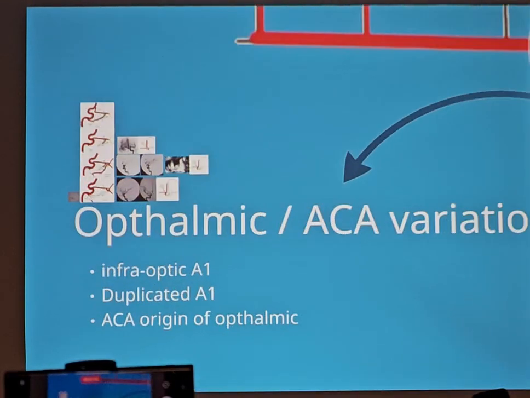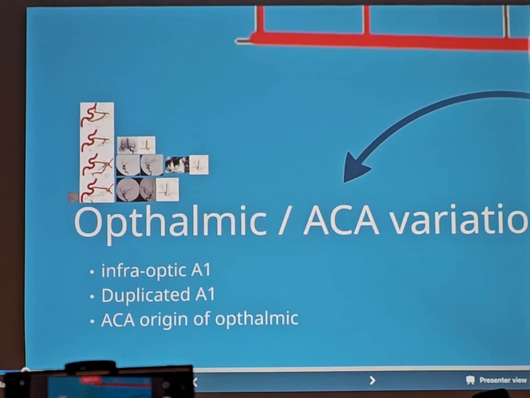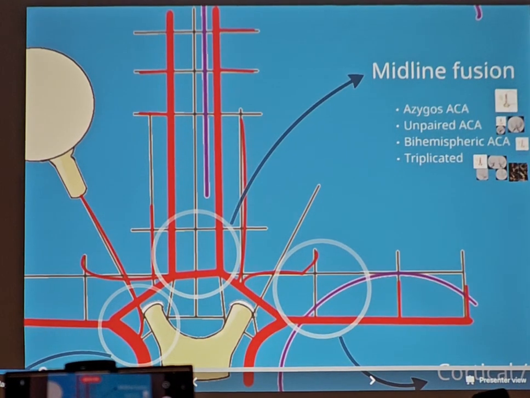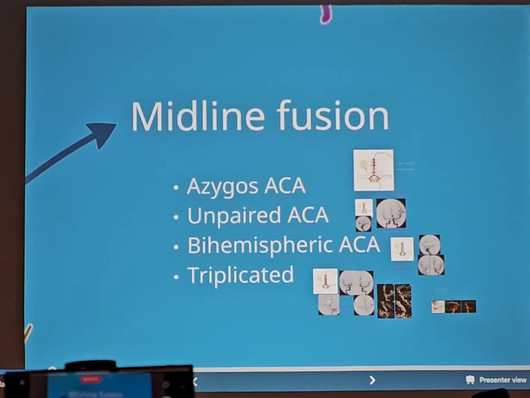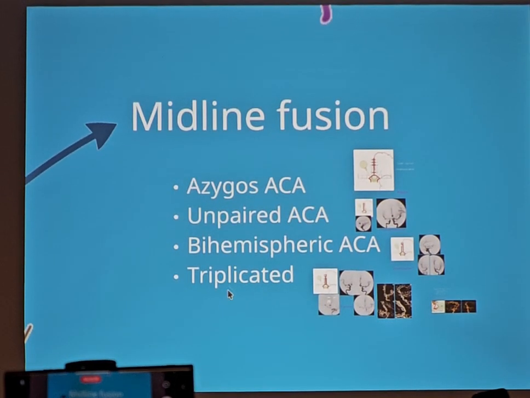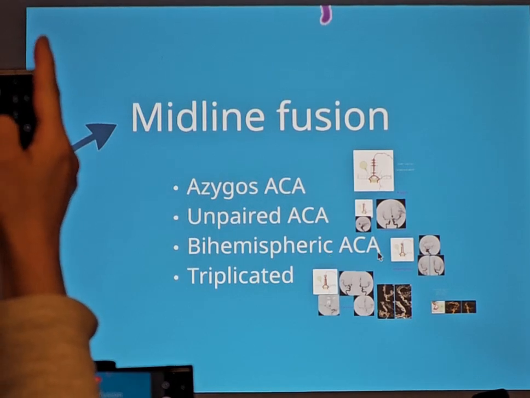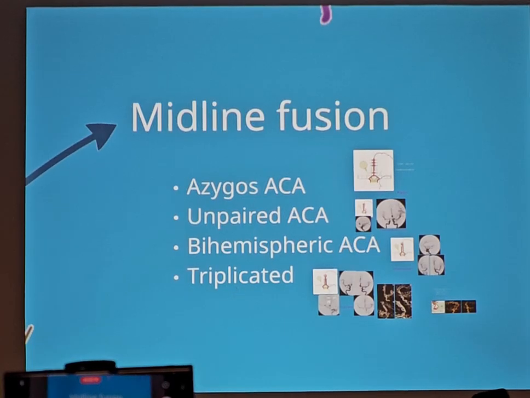So we said there are these variations around here, and we've looked at them. There's the infraoptic A1, a duplicated A1, the anterior cerebral origin of the ophthalmic, and the true ventral ophthalmic persistence. We're not going to look at those. So let's go straight to the anterior cerebral artery, the midline fusion issues. And here there are four things we want to look at: the completely fused anterior cerebral artery, the azygos; the completely unfused; the unpaired anterior cerebral artery with bihemispheric supply; and the triplicated supply.